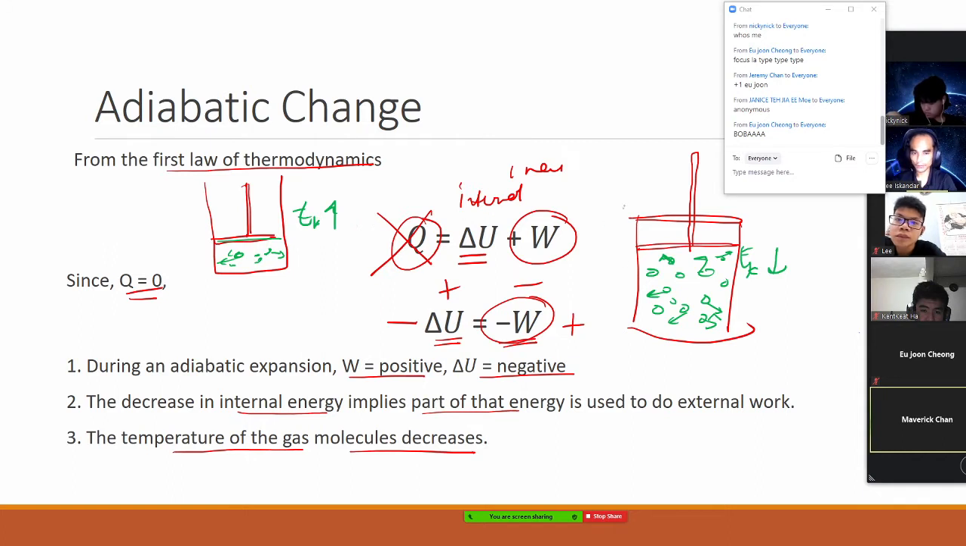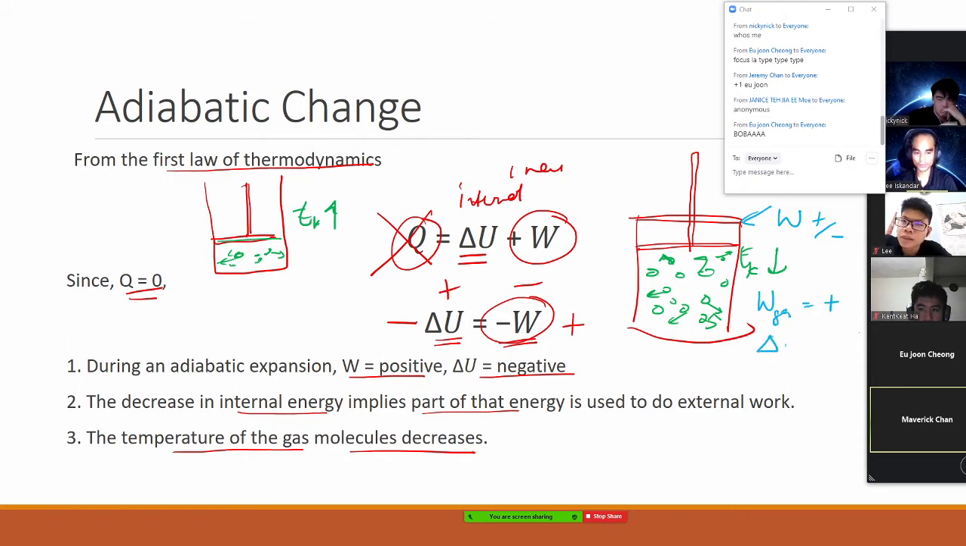So you can see that this is W for the gas. W for the gas will be positive or negative? Who knows? Positive or negative for the gas? Negative? Wait, compression, hmm. Positive. Positive, that is correct. W for the gas will be positive.